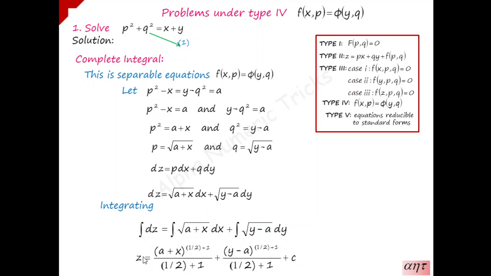And the integral of dz is z, you know that already, we have written. Okay, so how will you write this? What is half plus 1, which is 3 by 2, and the denominator also has half plus 1 divided by 3 by 2, and you have to take the 2 to the numerator, so it becomes 2 by 3. 3 by 2 becomes 2 by 3 into this a plus x whole power 3 by 2, plus here also you have 3 by 2 in the denominator, so you have 2 by 3 into y minus a whole power 3 by 2 plus a constant.